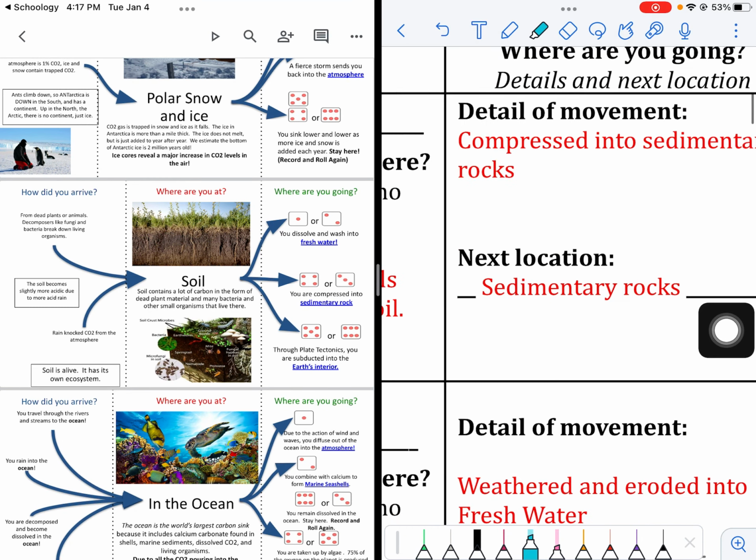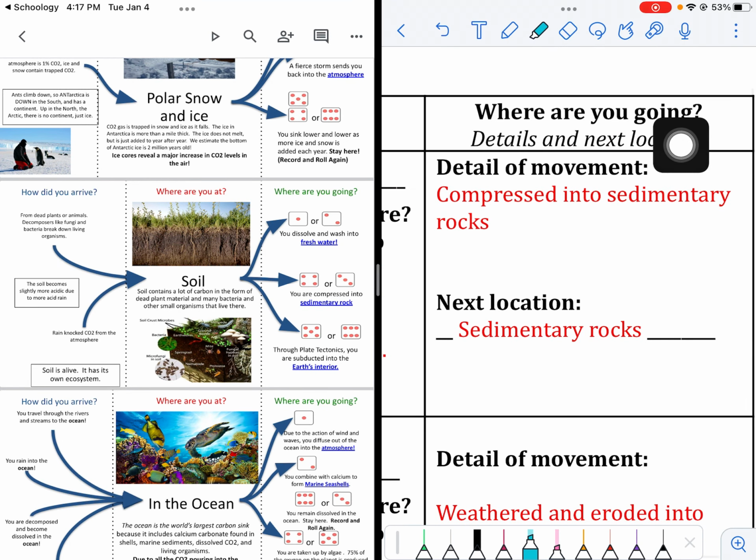Then the next column here is, well, where are you going? So I would roll the dice. At home, you can pick a number. If you have a dice, great. If you want to, just rotate 1, 2, 3, and so on. So I rolled the dice. I got a 4. So my next location is Sedimentary Rock.